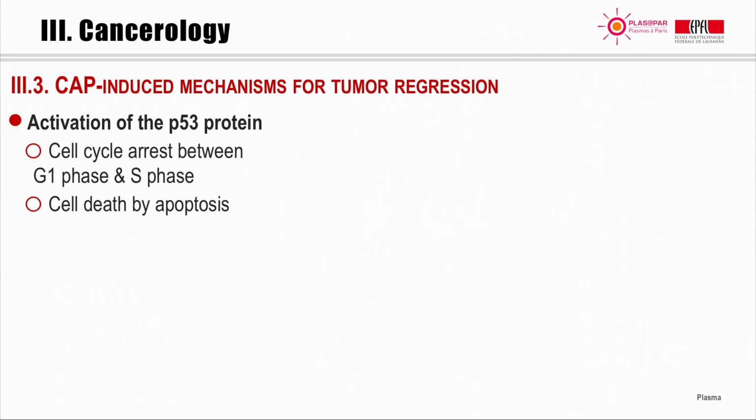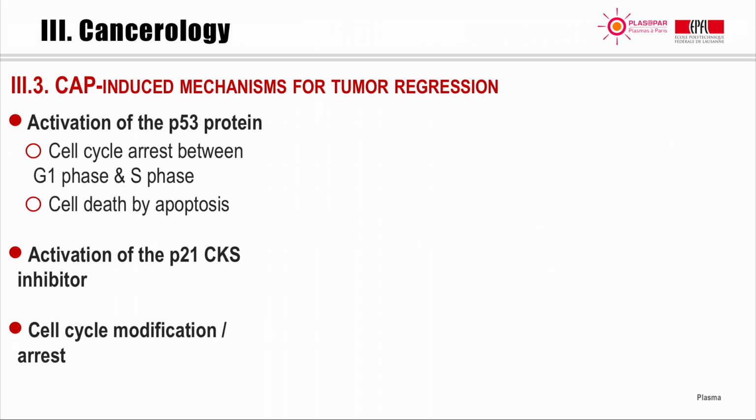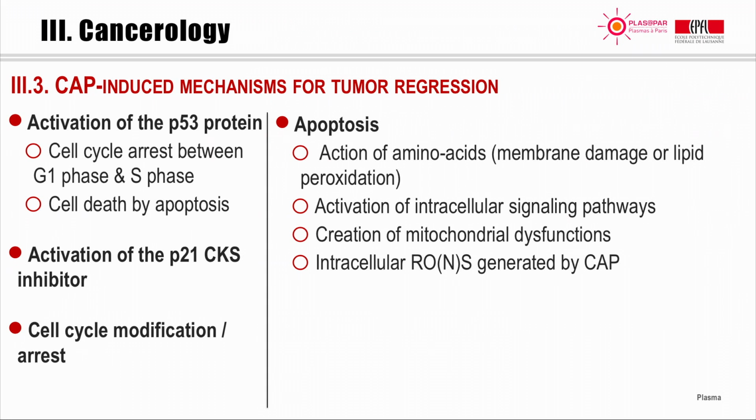Among these mechanisms, it appears that plasma can first activate the p53 protein. This activation leads to the arrest of the cell cycle between G1 and S phases. The activation of the p21-CKS inhibitor is also possible, as well as cell cycle modification or arrest. Finally, apoptosis can be performed according to different mechanisms: the action of amino acids through membrane damage or lipid peroxidation, the activation of intracellular signaling pathways, the creation of mitochondrial dysfunctions, and intracellular reactive oxygen and nitrogen species generated by cold atmospheric plasma.